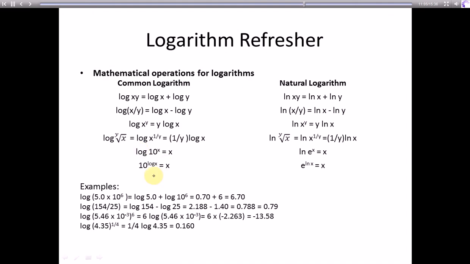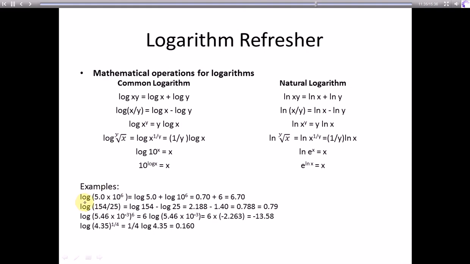And then finally, as we've seen before, the log of 10 raised to the x power is equal to x, and of course the natural log of e raised to the x power is x. And then 10 raised to the log of x is also equal to x, and e raised to the natural log of x is equal to x. And let's look at some examples of how we can use these rules.